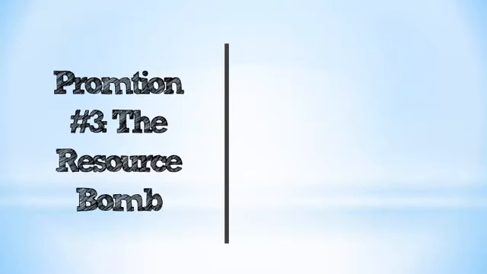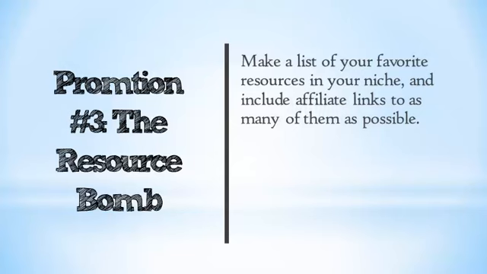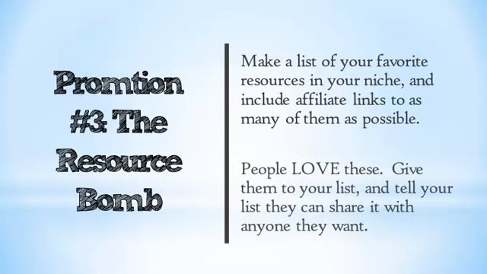All right? Promotion number 3 is one that I call the resource bomb. This is incredibly powerful, okay? All you need to do is make a list of your favorite resources in your niche and just include affiliate links to as many of them as possible. People love these. Give them to your list and then tell your list they can share it with anyone that they want. Okay, so if you're in the SEO niche, make a list of your favorite SEO resources. Okay, if they're paid resources, then put your affiliate link right there in the list. And just make a really simple short report called the 39 best SEO resources that you'll love, or something like that. And just give it out to your list.